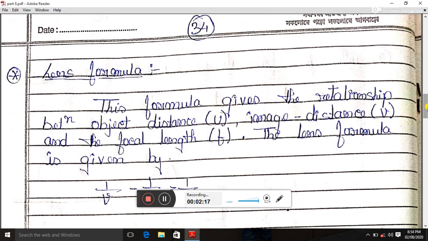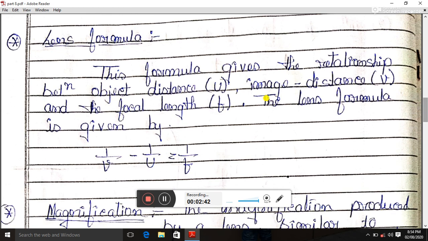So we have completed image formation by convex lens, concave lens, convex mirror and concave mirror. Now we are proceeding towards the last part of our chapter, that is the lens formula. Similar to the mirror formula which we studied earlier, in case of a lens also we have a formula. So what is the lens formula?